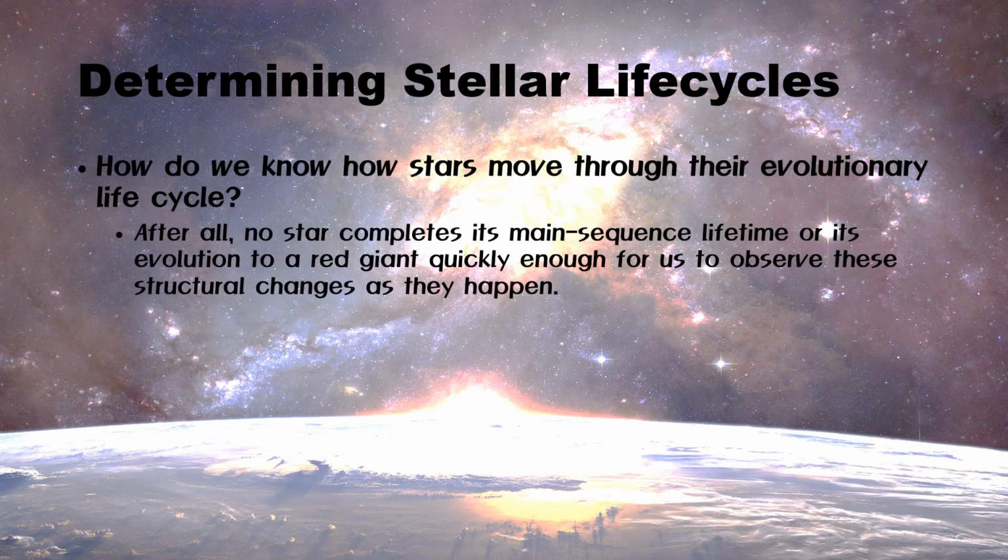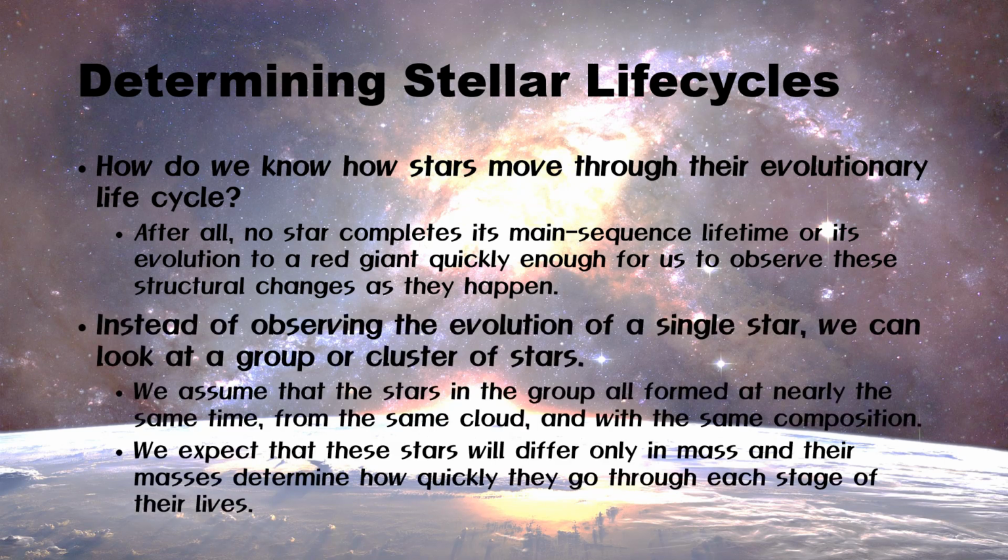This is going to be very important for how we determine star life cycles. Because again, how do we know how stars move through their evolutionary life cycle? After all, no star is going to complete its main sequence lifetime, or its evolution from a red giant, quickly enough to let us here on Earth observe these structural changes as they happen. So instead of observing the evolution of a single solitary star, we can look at a group or a cluster of stars. When we do this, we can assume that the stars in that group were all formed at nearly the same time from the same original interstellar cloud and therefore have the same composition. We expect that these stars will therefore differ only in mass, and their masses determine how quickly they go through each stage of their lives.